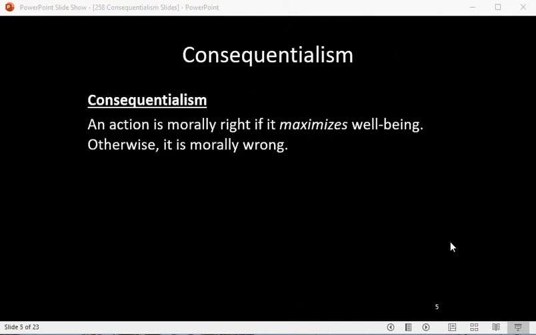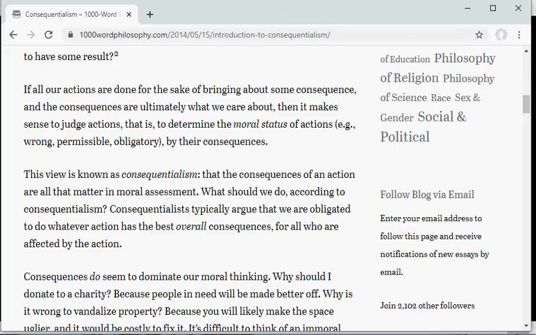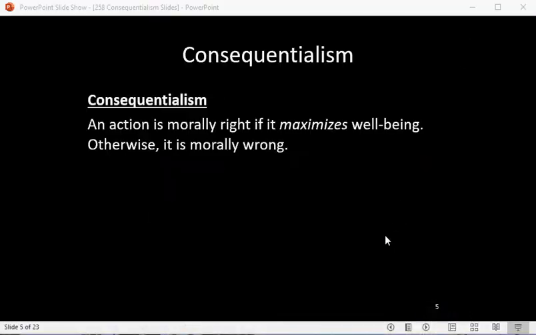Here I showed you this statement, we're obligated to do what has the best overall consequences. Here's the theory. An action is morally right if it maximizes well-being, otherwise it's wrong. Basically, that word obligated, you're obligated to do something provided that all of your other alternatives are wrong. So in some sense it's the only right action.